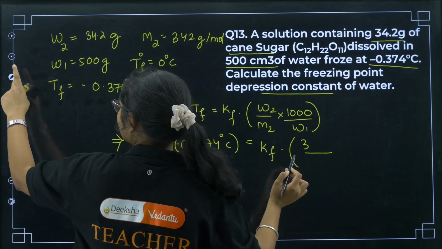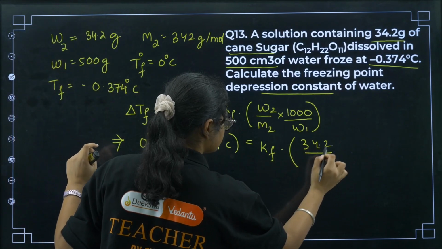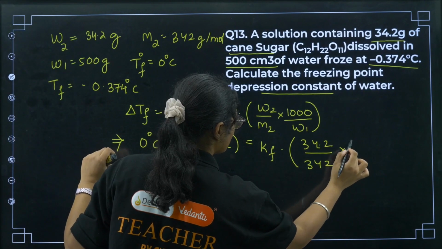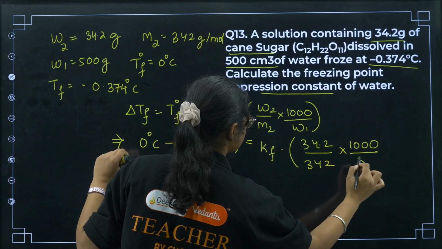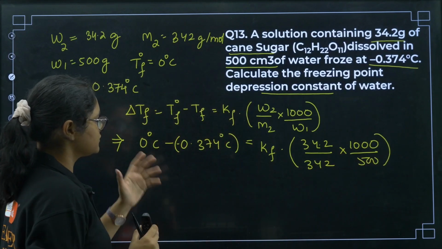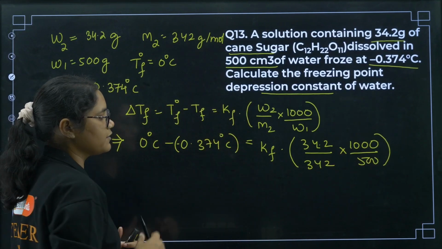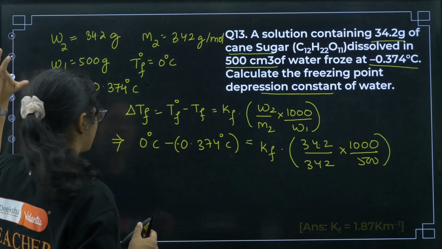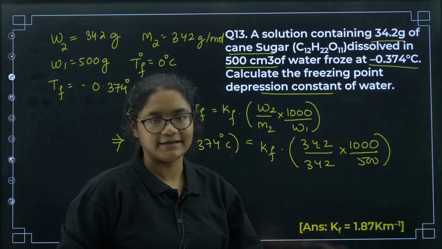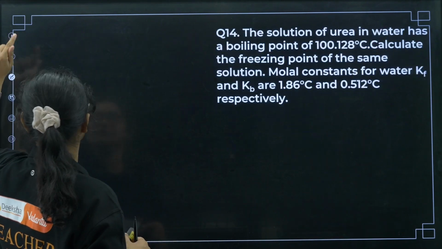One second. So these small mistakes you should avoid, students. Into 1000 by W1 is 500. So just solve all these values and you have to get the value of Kf. If you do that, you will be getting around 1.87. So check the calculation.